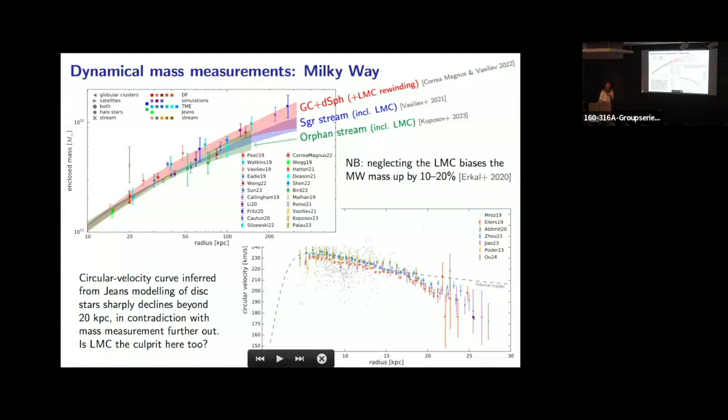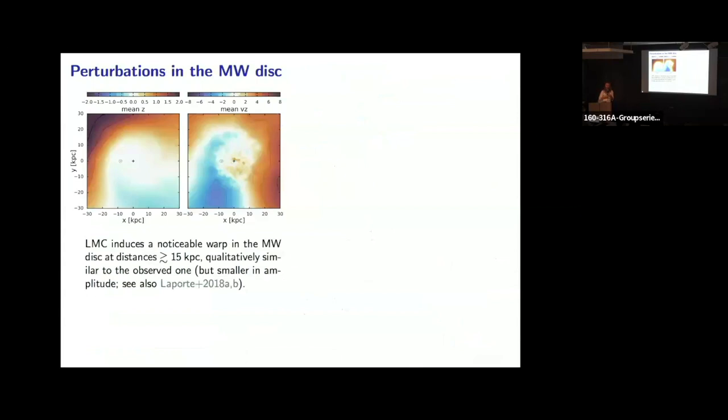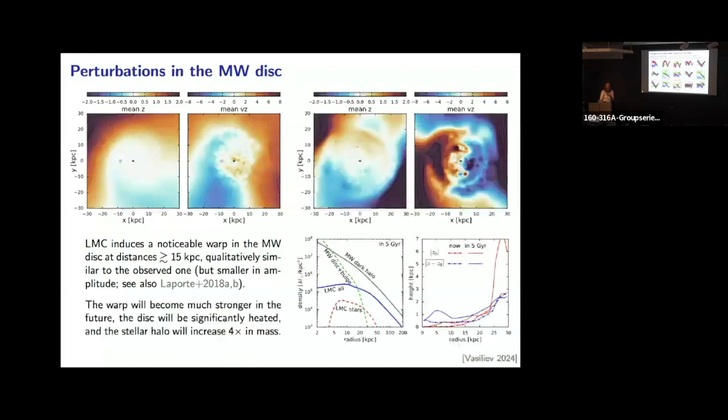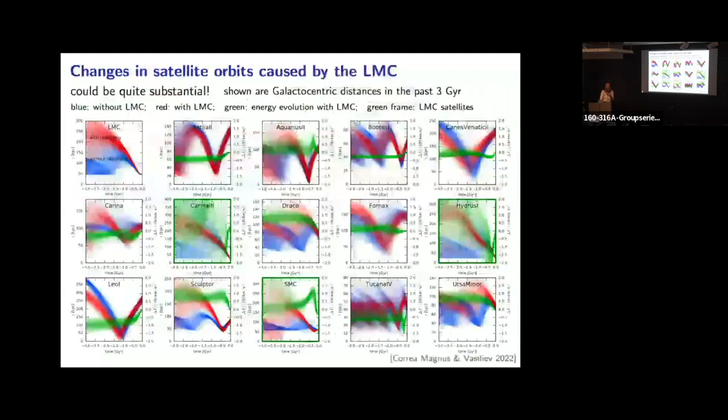The question is why, and it's quite possibly the LMC is also a culprit here, because these outer parts of the Milky Way have well-known perturbations: there is the warp, which might be precessing, and the LMC might actually be the main factor that induces this warp. And in the future, the warp actually will become much stronger, but even now the LMC might induce some of these perturbations. I think I might skip this part, which is the perturbations of the satellite orbits that Ekta already has shown.